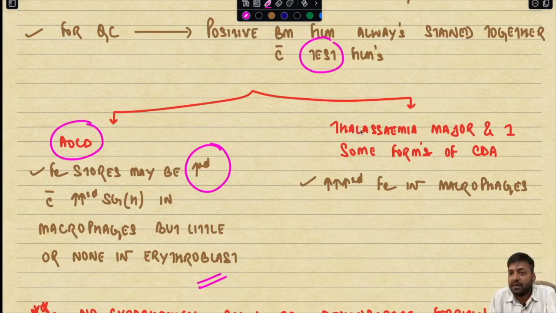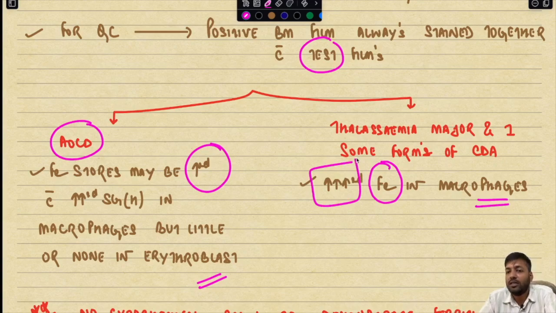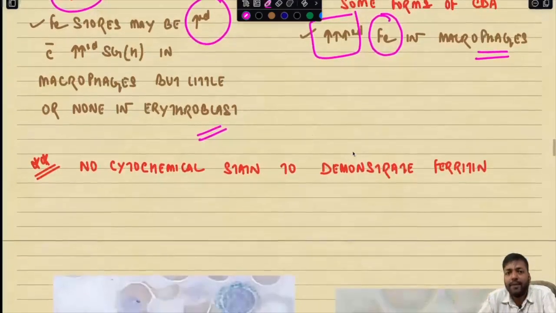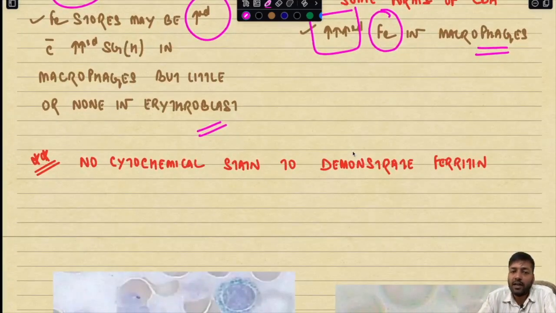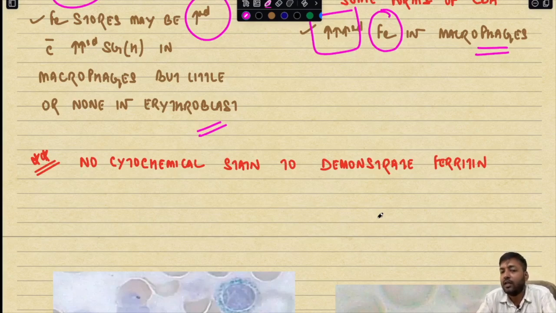Whereas in thalassemia major or intermedia and some forms of congenital dyserythropoietic anemia, in addition to increased siderotic granules in the erythroblasts, you also have an increased amount of siderotic granules inside the macrophages. So there is a marked increase in the storage iron in the macrophages. Now remember one important point: there is no cytochemical stain which can demonstrate ferritin. This is a very, very important MCQ. Which cytochemical stain can demonstrate ferritin? You have to say that there is no cytochemical stain to demonstrate ferritin.